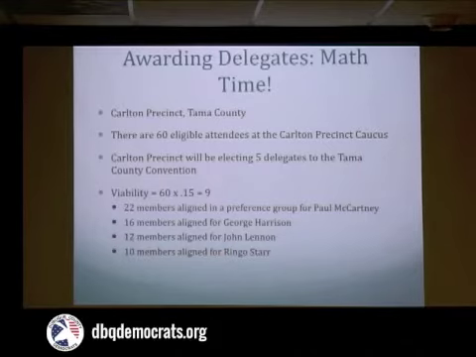So we go through and we see that in this scenario, Paul came out pretty good on this precinct, and he got 22 members. George had a good showing and had 16 people. 12 were for John. And 10 were for Ringo. Tama County are not big Ringo people. So, sorry about that, Ringo.